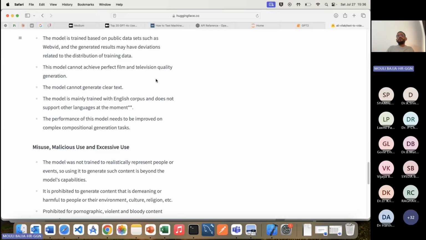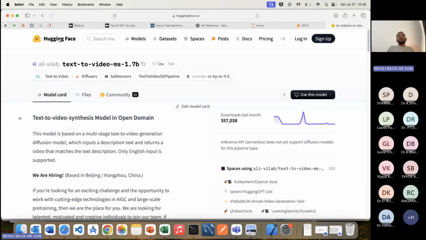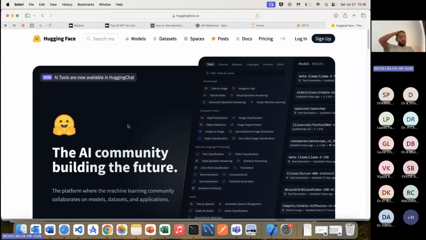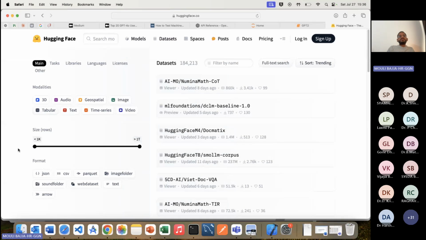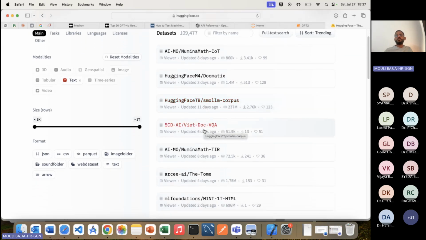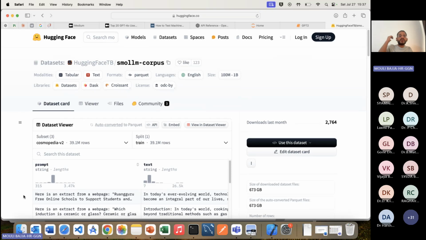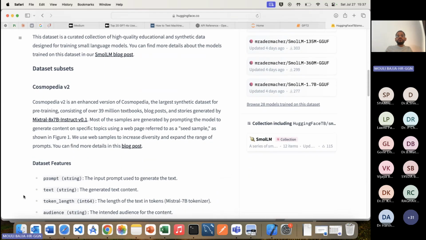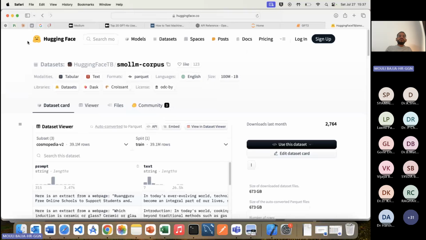So how do you use it? One resource that you have to consider is Hugging Face. Let's say you want to work on some data sets. You can go to data sets, whatever data sets you are looking for. I want only text data, so go for text data sets. So you have, yeah, 237 million tokens, the Hugging Face SmolLM corpus. I think this is 237 million tokens. So you can use it to fine tune your model or to build a model. You can use this data set.